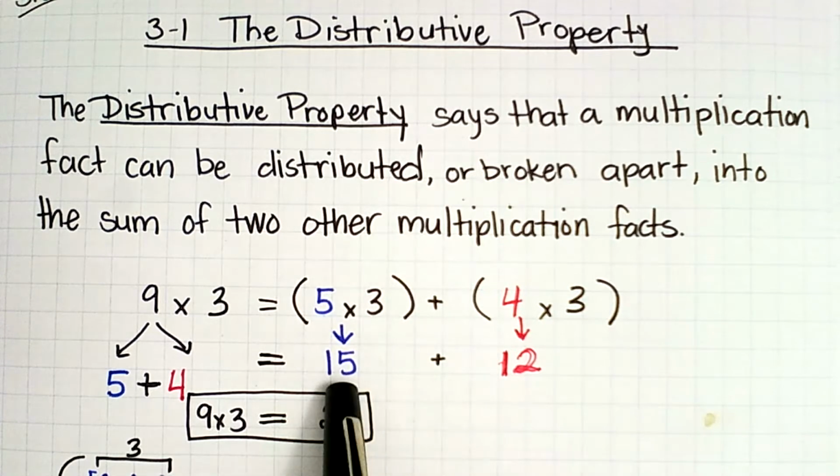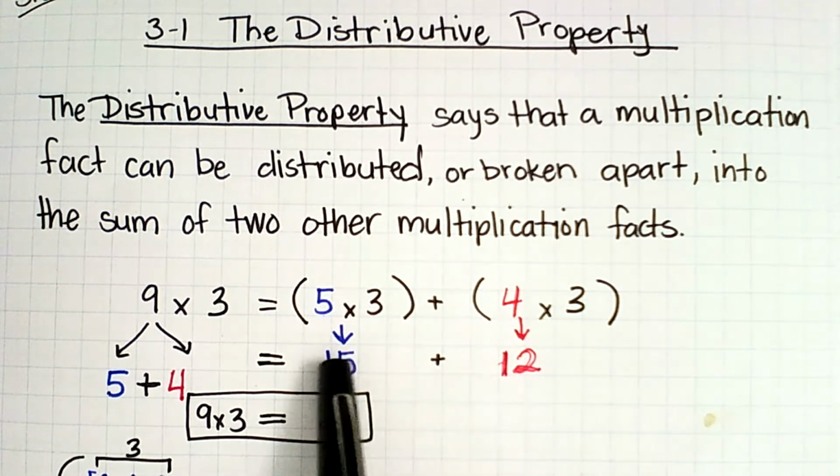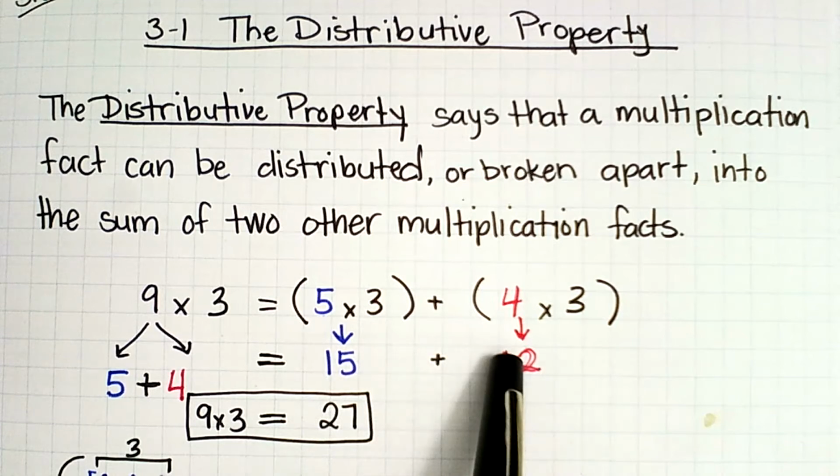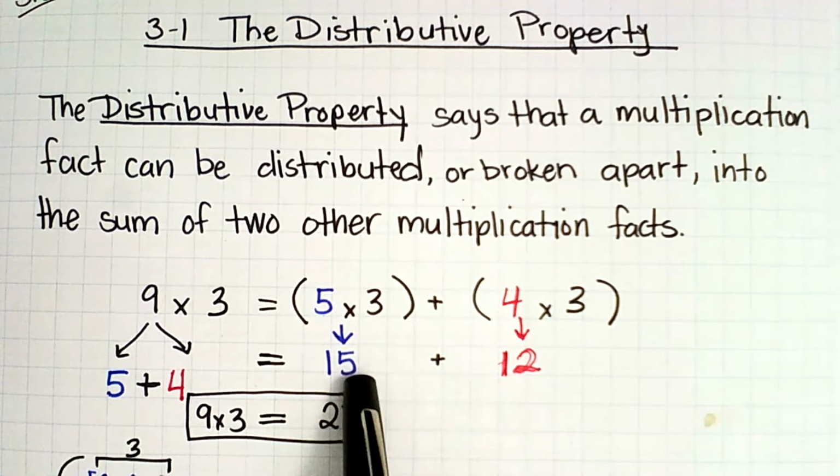So 5 times 3 I know is 15. 4 times 3 I know is 27, or sorry, 17. 4 times 3 is 12. Sorry, third grade, I'm jumping ahead a little bit. The 15 plus the 12 is what gave me 27.